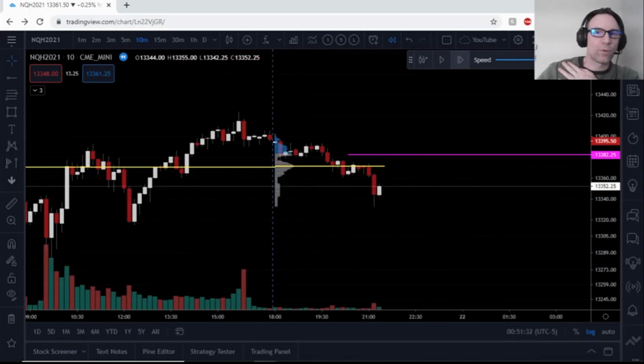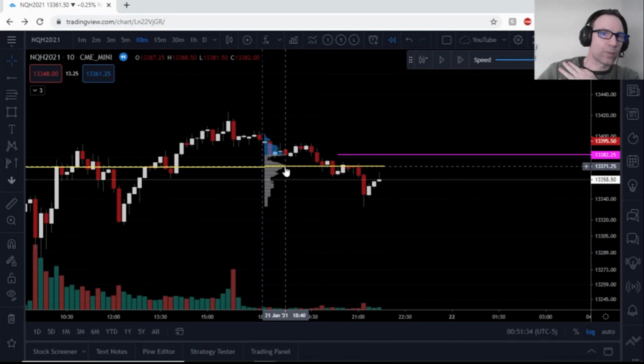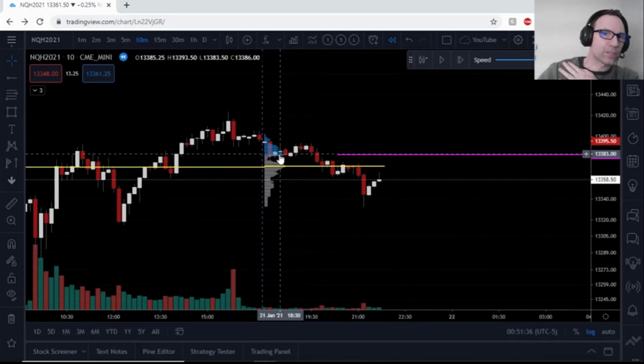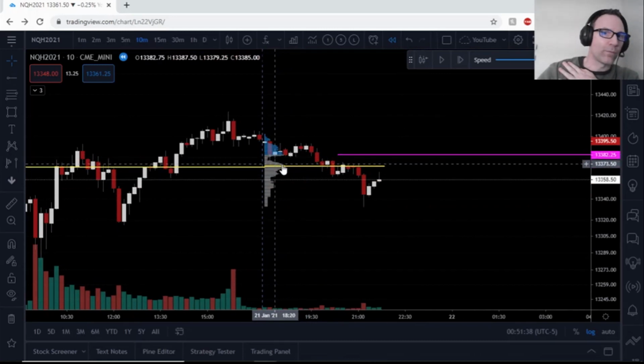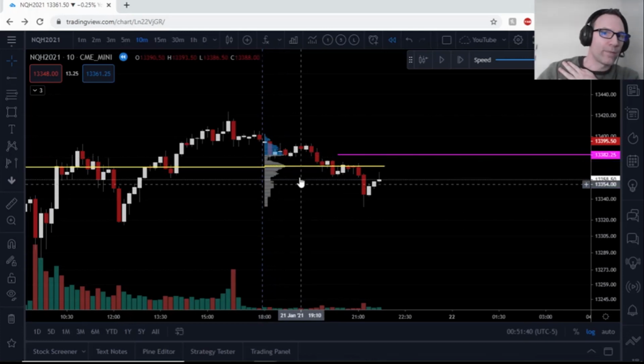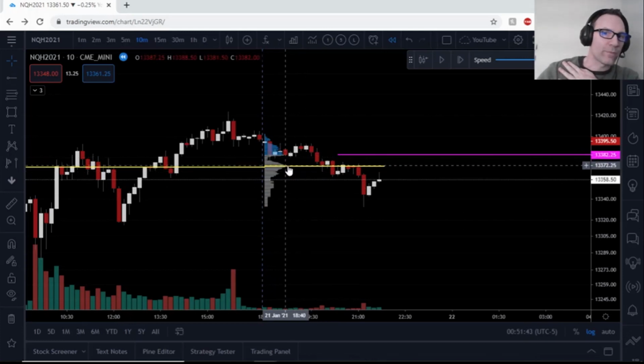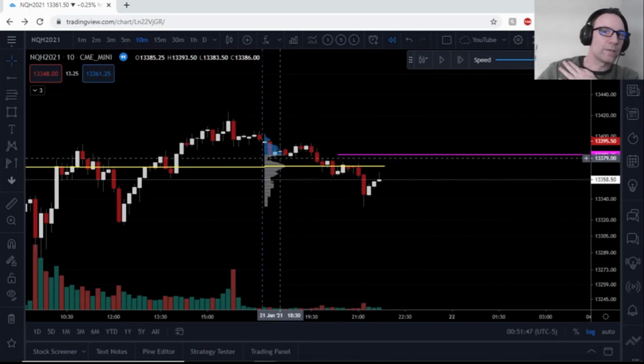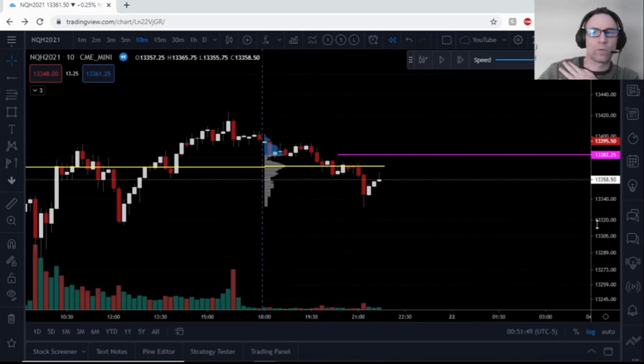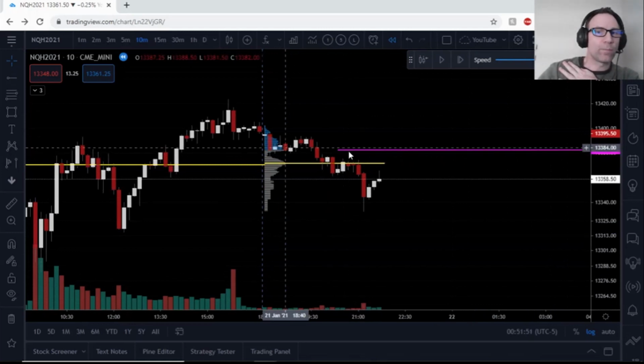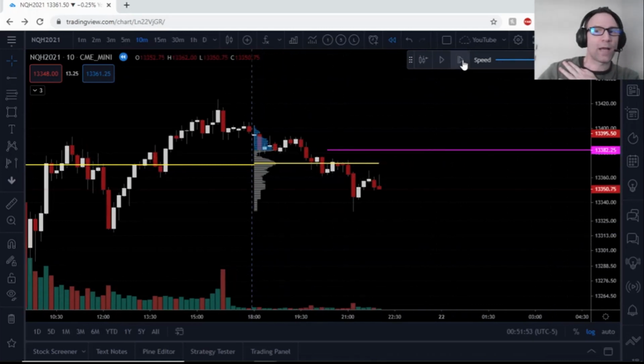So I'm going to move this forward. We can see that the point of control has already jumped down to this level right here, and we're starting to see a low volume area. So I would venture to say that if price breaks away from the point of control and goes up, it'll pass quickly through this low volume area and go back up to this level where it was before. And this is where the point of control started, so we want to keep an eye on that area.